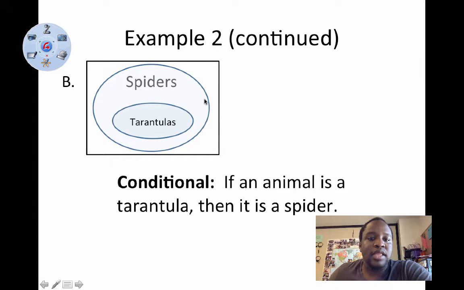Now let's take a look at this example. So now we're looking at the Venn diagram version. And remember, the hypothesis is the smaller one, and then the conclusion is the bigger area. So here the conditional is if an animal, or if a thing is a tarantula, the hypothesis, then it is a spider. So if hypothesis, then conclusion.